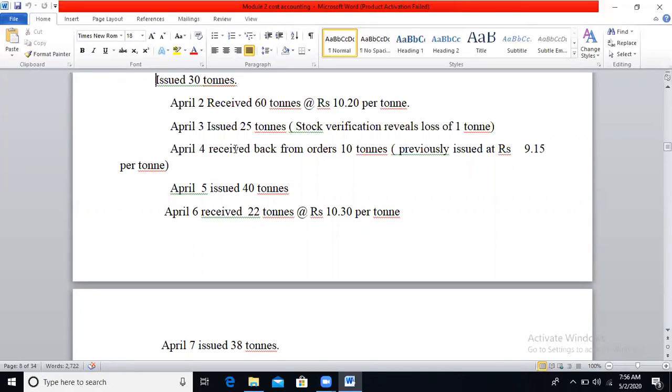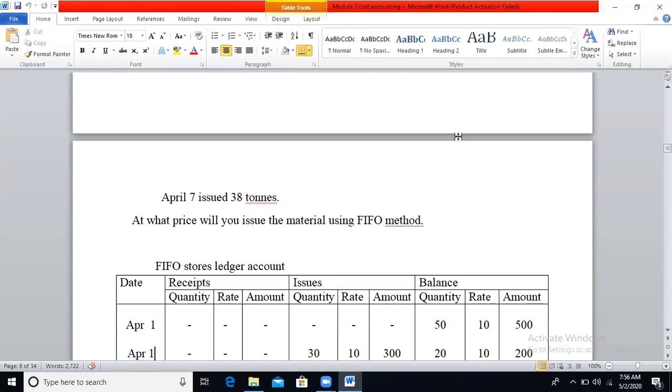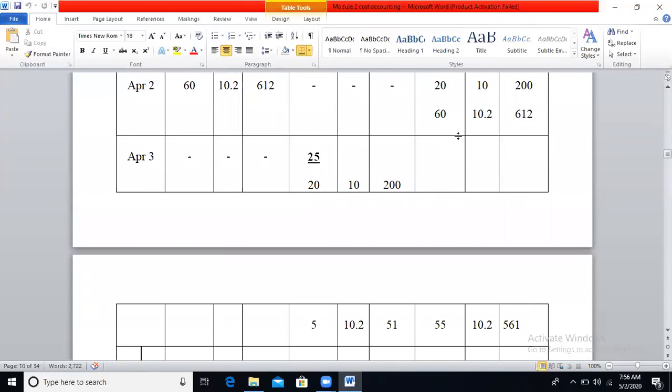Now April 3rd, issues will be 25 tons and stock verification reveals loss of 1 ton. So April 3rd, we are making an issue of 25 units or 25 tons. So these 25 tons first will be issued from the first balance. The first balance units will be 20 units. So issue 20 units. What's the prevailing price? 10 rupees. So 20 into 10, you will get 200.